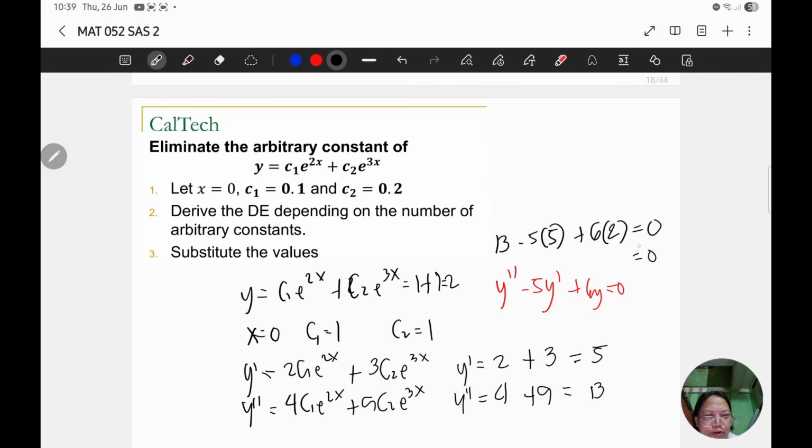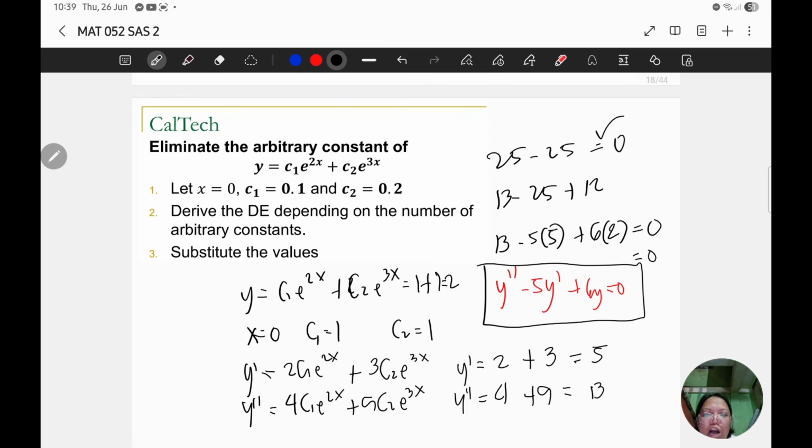When the result is equal to 0, then your answer is correct. So, 13 minus 25 plus 12. 13 plus 12 is 25, right? Minus 25 equal to 0. So, we got the correct answer. So, this one is correct. That is how you will determine if your answer for the elimination is correct. Okay?